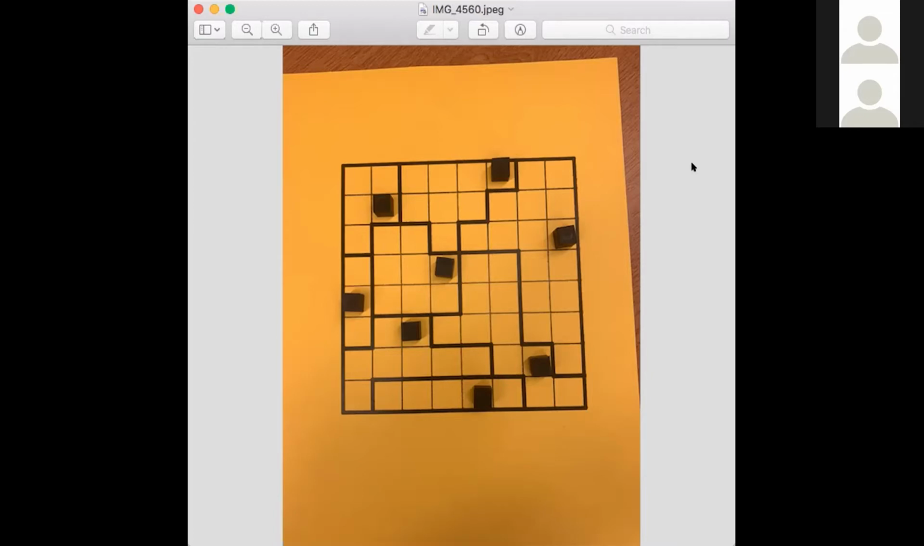And one cube per region? Yes, one cube per region. So does everybody see that around each cube, there's sort of a buffer zone, an empty zone. You cannot have any cube right next to another cube, even diagonally. Bingo. Okay, so they're nicely spaced out.